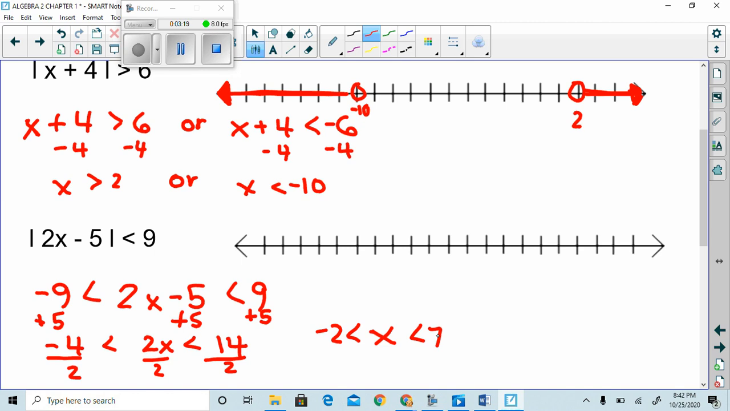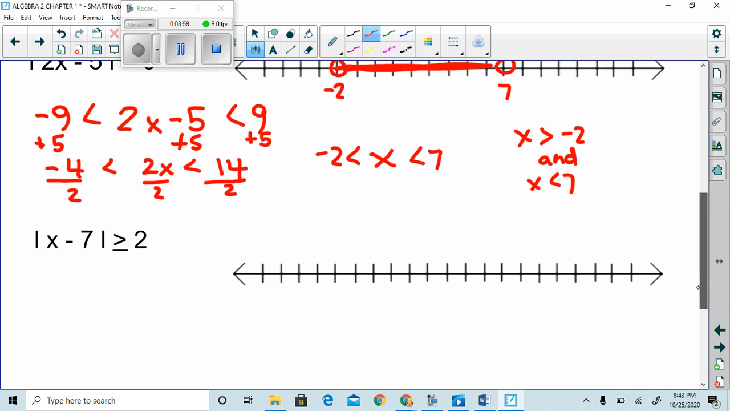Now, in the past, we have written this as two separate ones, which tells us that x is greater than negative 2 and x is less than 7. So again, I find my negative 2. I find my 7. They're both open circles. And it says x is greater than negative 2 and less than 7. And this is where the solution lies. It nests in between those two boundary points.